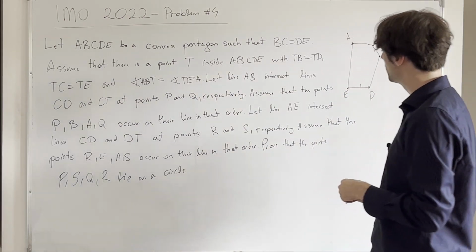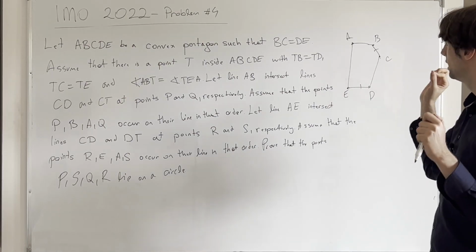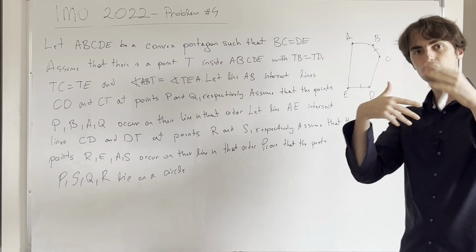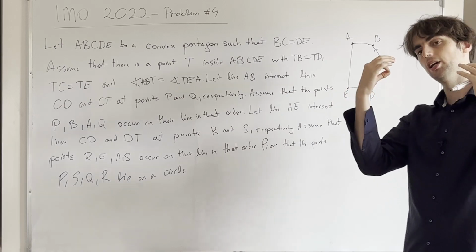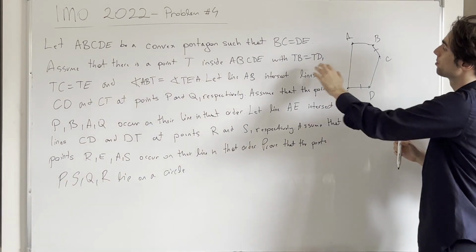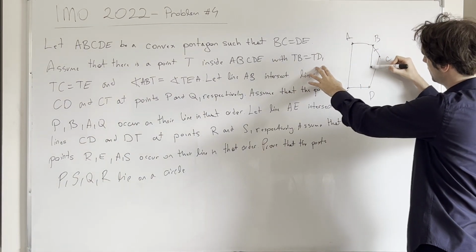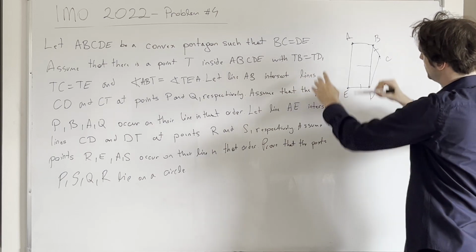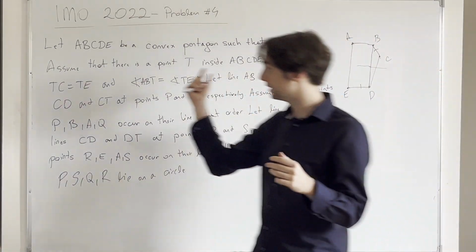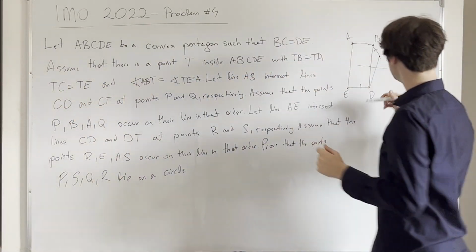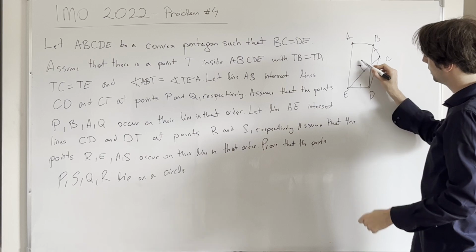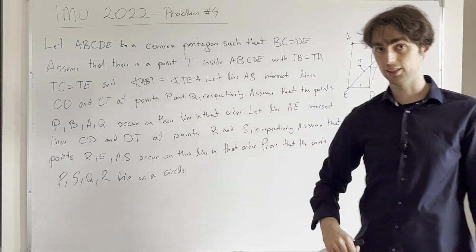Now, there's a T inside such that TB equals TD. What does that mean? I'm going to treat this as an introductory geometry problem, so pause for 5 to 10 minutes and think about what this means. TB equal to TD means that T is on the perpendicular bisector of BD. And TC equal to TE means it's on the perpendicular bisector of EC. So where these perpendicular bisectors intersect, that is where T is.